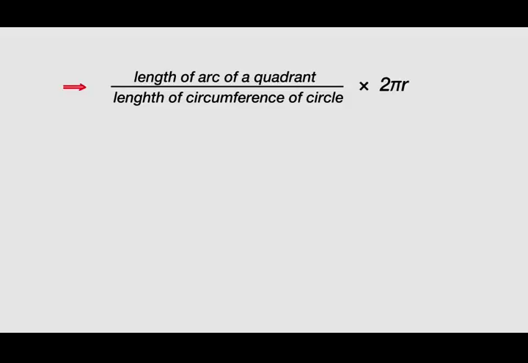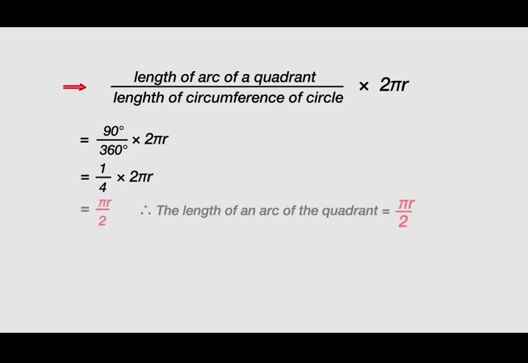So again, we can say that the length of the arc of a quadrant divided by the length of the full circle, 2 pi r, is equal to 90 degrees over 360 times 2 pi r. And that simplifies to give us 1 over 4 times 2 pi r. And therefore, the length of the arc of a quadrant is equal to pi r over 2.